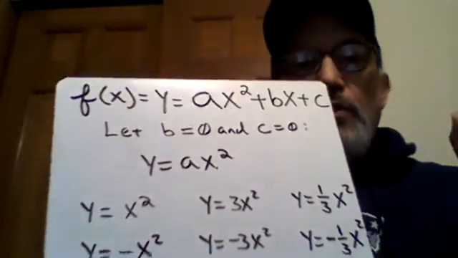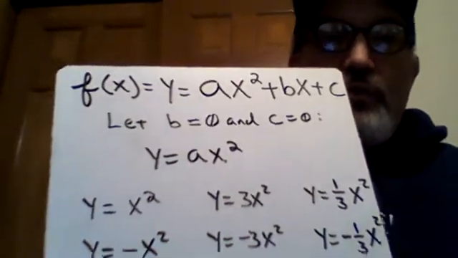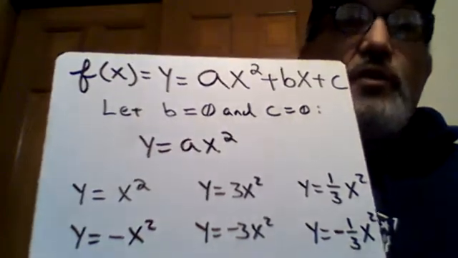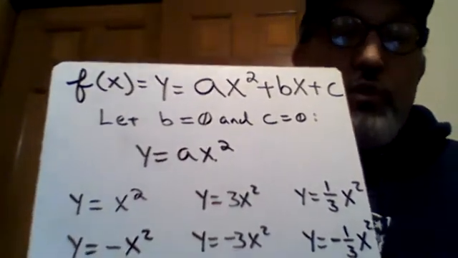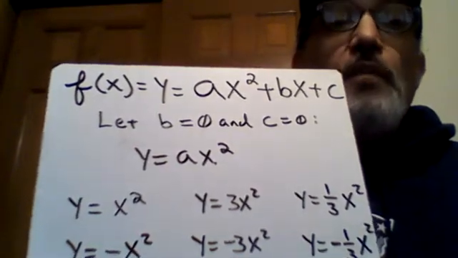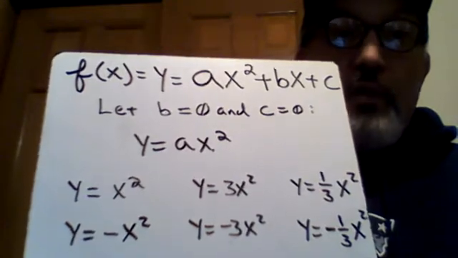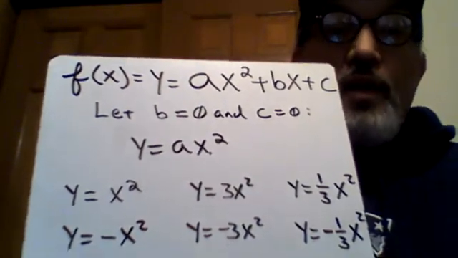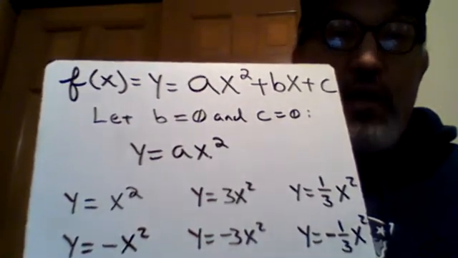And there are two things about the value of a that are important. First is the sign of a, and the second is the absolute value of a. Let me just state each of the rules. It's not very difficult. If a is positive, the parabola, which is the graph of the quadratic function, will open up. And if a is negative, the parabola will open down.